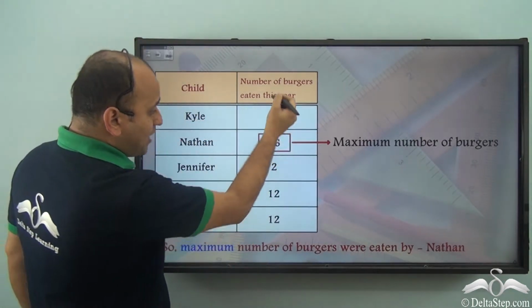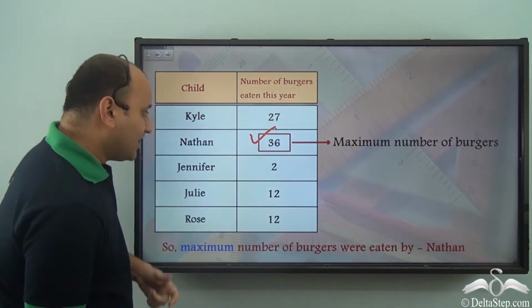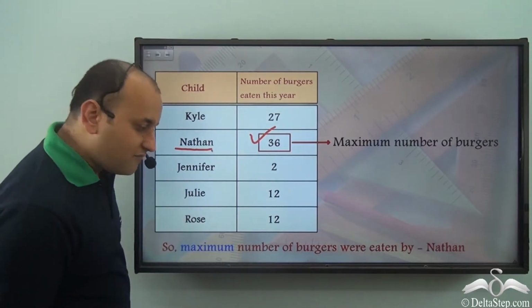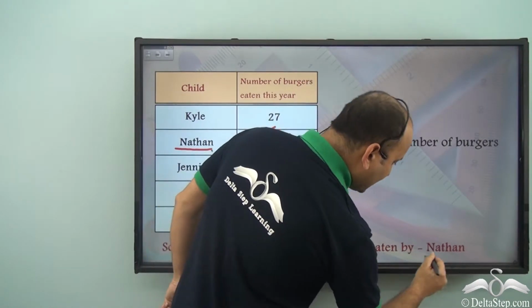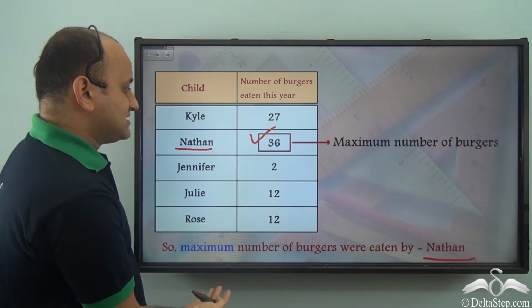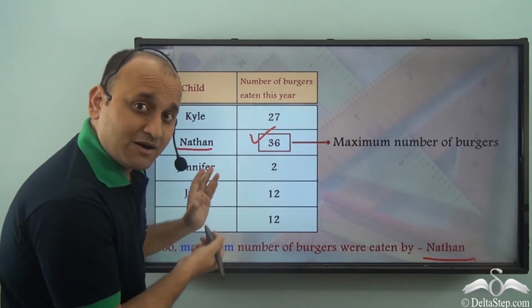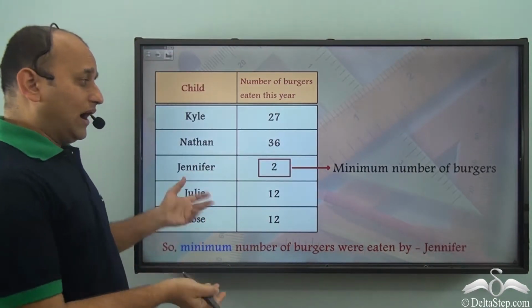Well, among all these numbers, 36 is the maximum, right? It means Nathan had the maximum number of burgers. So the maximum number of burgers were eaten by Nathan. Because this data is very well represented, it was very easy for you to find out who ate the maximum number of burgers. Now, what about the minimum?